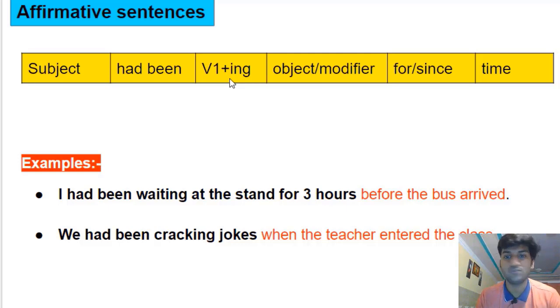If that is not the case, you will not have an object. You may have a modifier. That again depends on the context. Followed by for or since, followed by the time. The time before this action that had been going on in the past stopped. All right, that's how we form affirmative sentences.